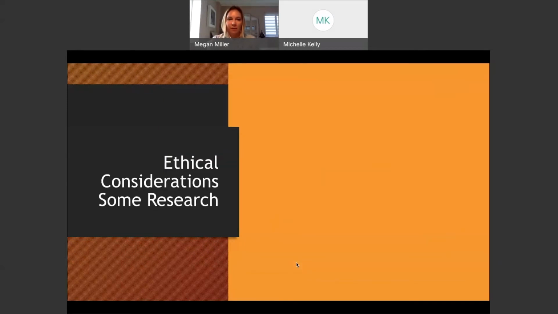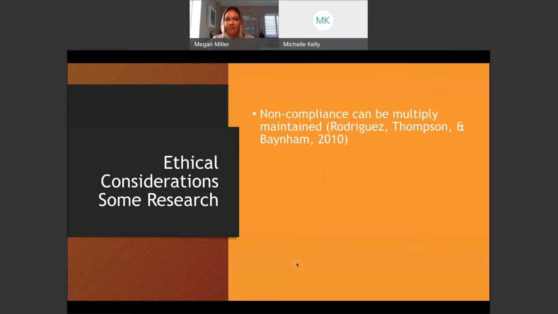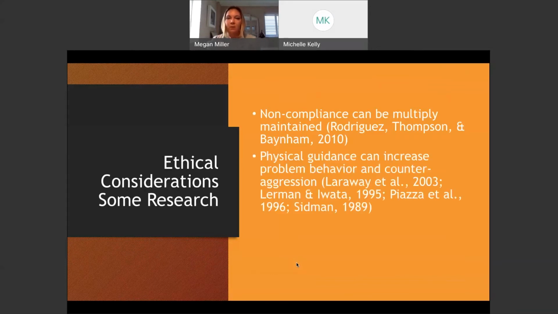Some ethical considerations: non-compliance can be multiply maintained. So when learners are trying to escape something, there could be multiple reasons that that's happening for them. Physical guidance can increase problem behavior and counter aggression. And there's several different articles here that talk about that, which is also interesting in the research when people say escape extinction is evidence-based. This is all in those articles, yet no one ever talks about that part. If they do, it's like a quick, oh, it gets better before it gets worse. Like it's just part of being in this field.